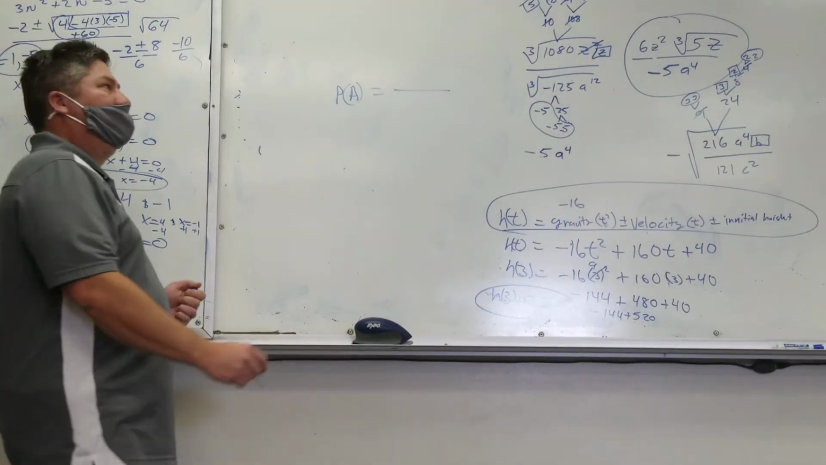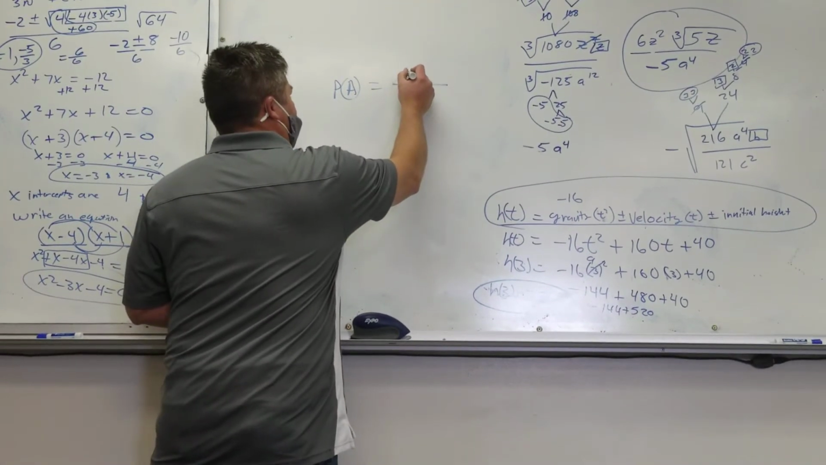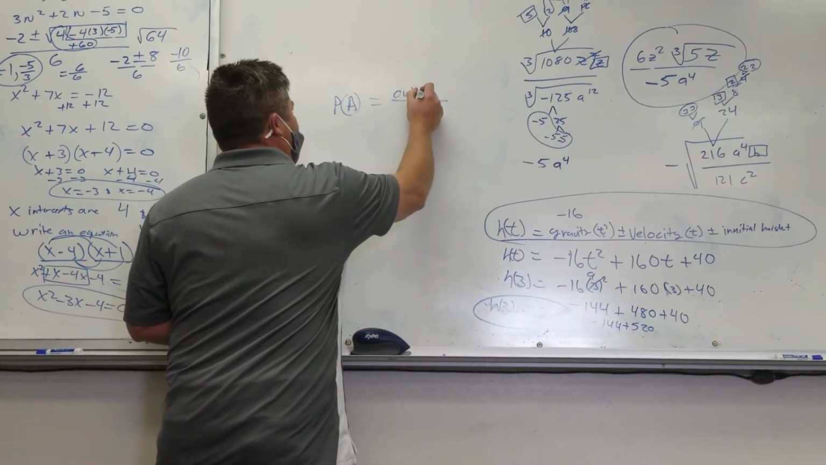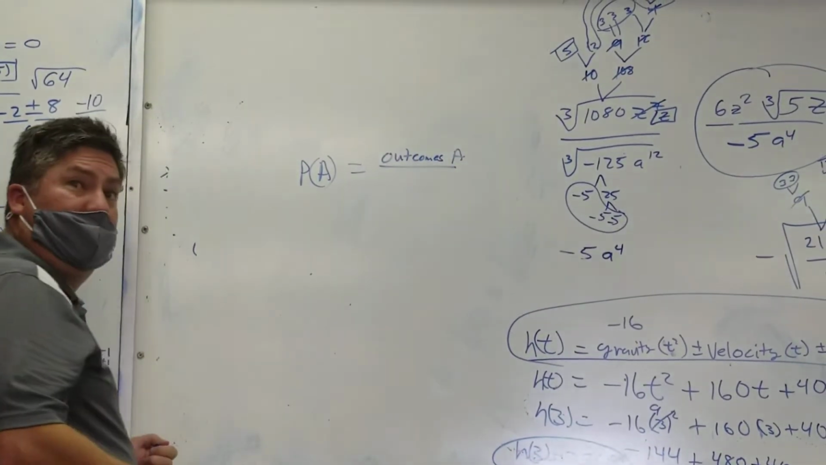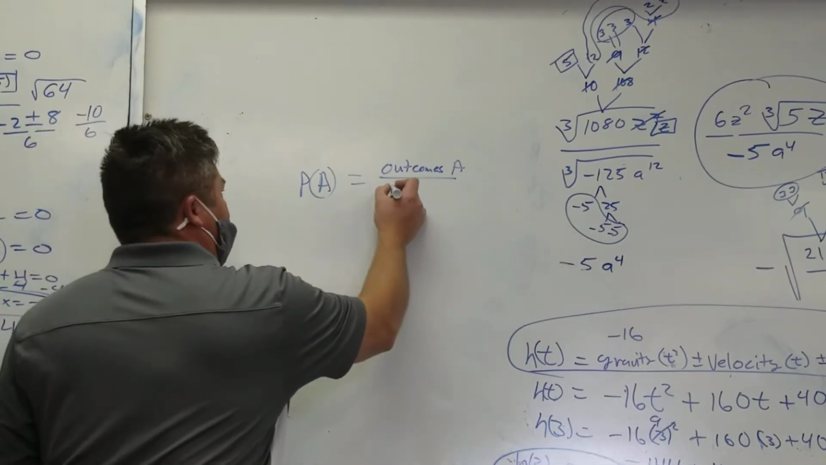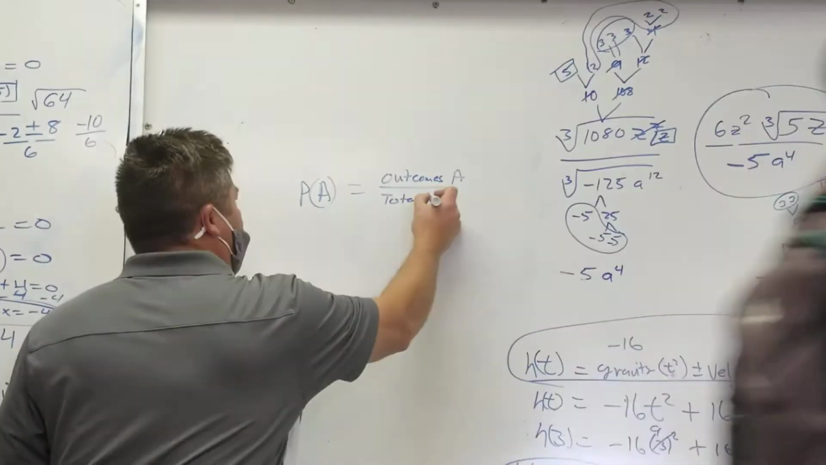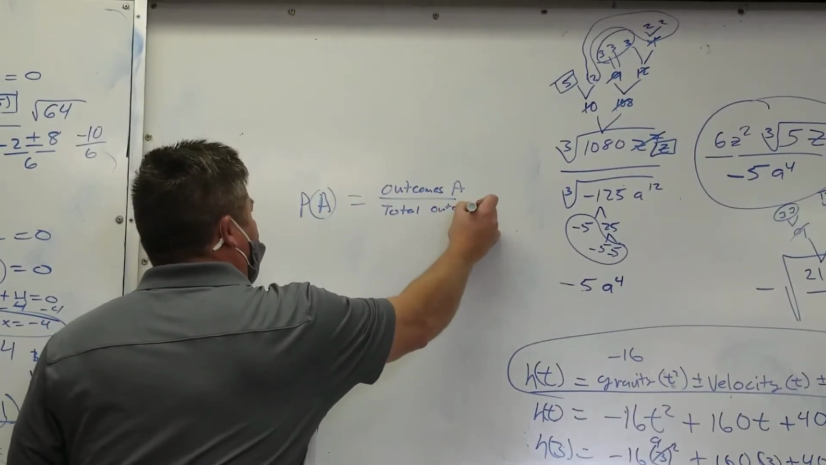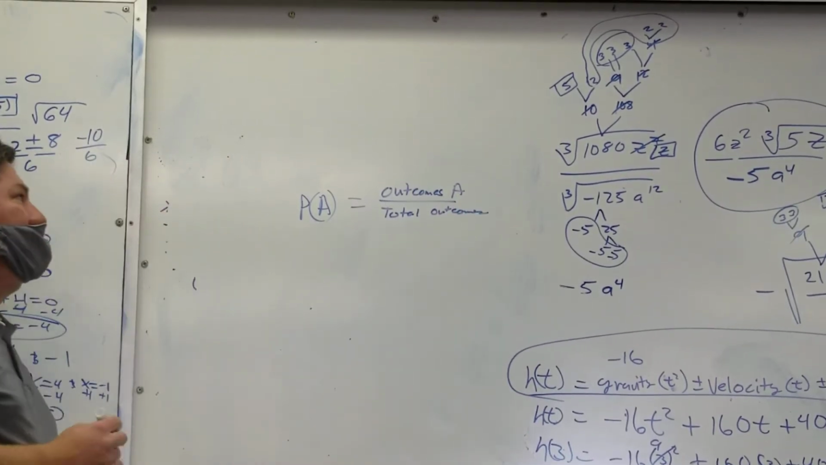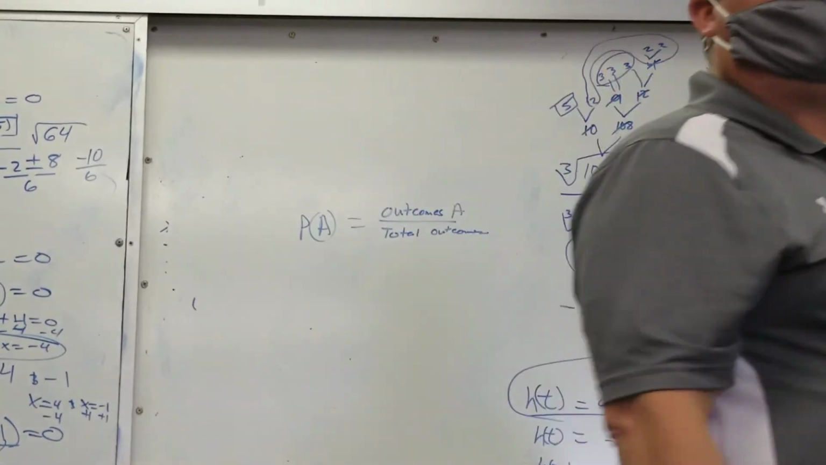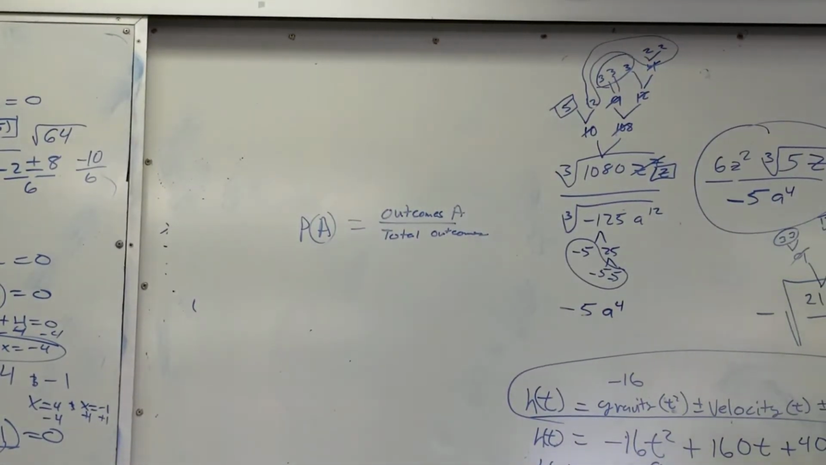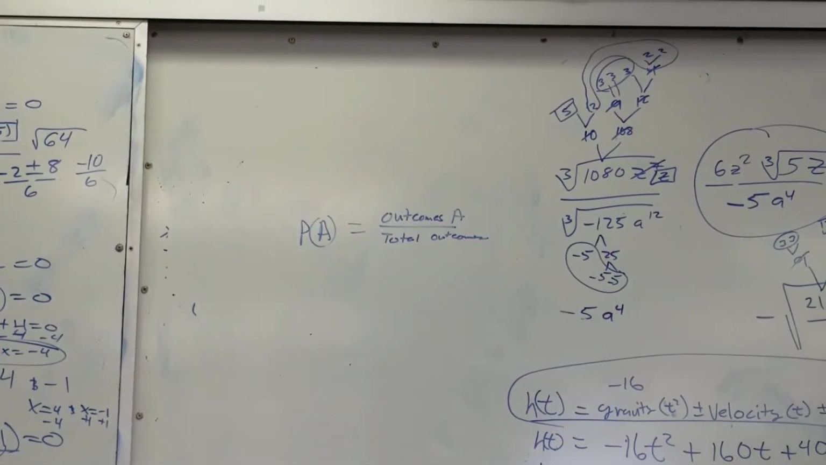1 out of the amount? It's the outcomes of A, those that are true for A, divided by total outcomes. Okay? The outcomes of A divided by the total outcomes. That's going to be the key on this.